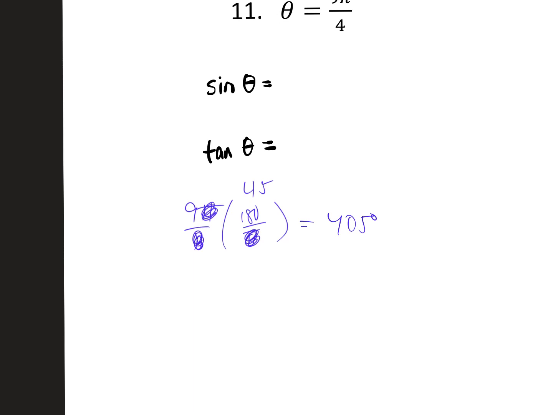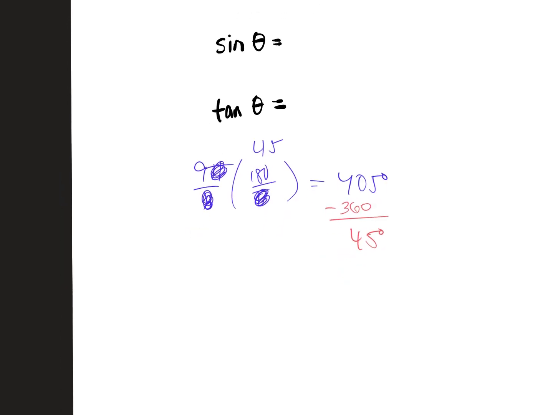So what should I do? Subtract. Let's subtract 360. What's 405 minus 360? 45. All right, that's the angle that we're given. The angle that we're given, that we're talking about, is 45 degrees.